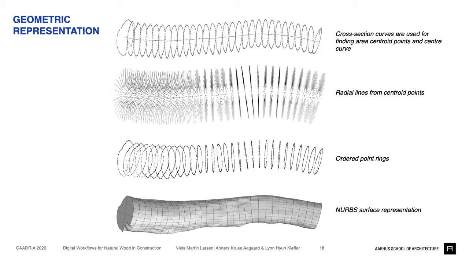The area centroid of each section is then used for defining the center curve. To get an even distribution of isocurves, a new set of radial lines and corresponding sections are constructed from the center curve, and these are used for defining the NURBS surface representation of the log. This lightweight geometric information is saved in the database together with information about the quality, storage place, and overall dimensions.